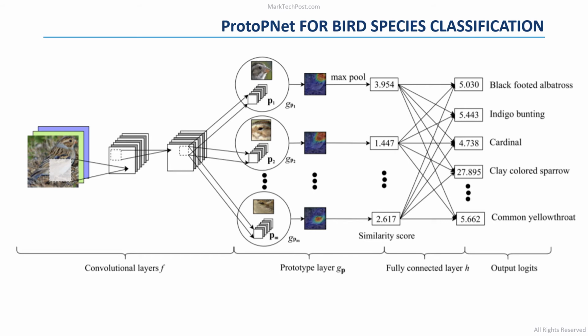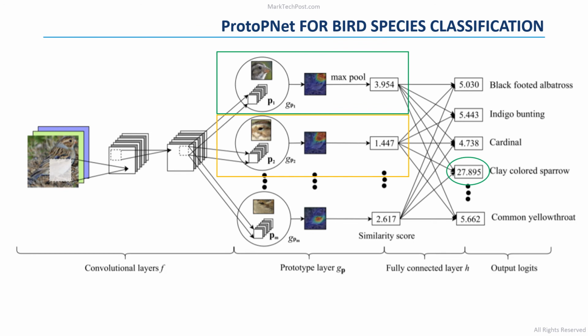Let's focus on the figure. The similarity score between the first prototype, a clay-colored sparrow head, and the most activated patch of the input image for this prototype is equal to 3.9. On the other hand, the similarity score between the second prototype, a brewer's sparrow head, and the corresponding most activated patch in the input image is 1.4. This means that ProtoPNet finds that the head of a clay-colored sparrow has a stronger presence than the head of a brewer's sparrow in the input image. Indeed, this will increase the probability related to the class clay-colored sparrow in the final prediction.